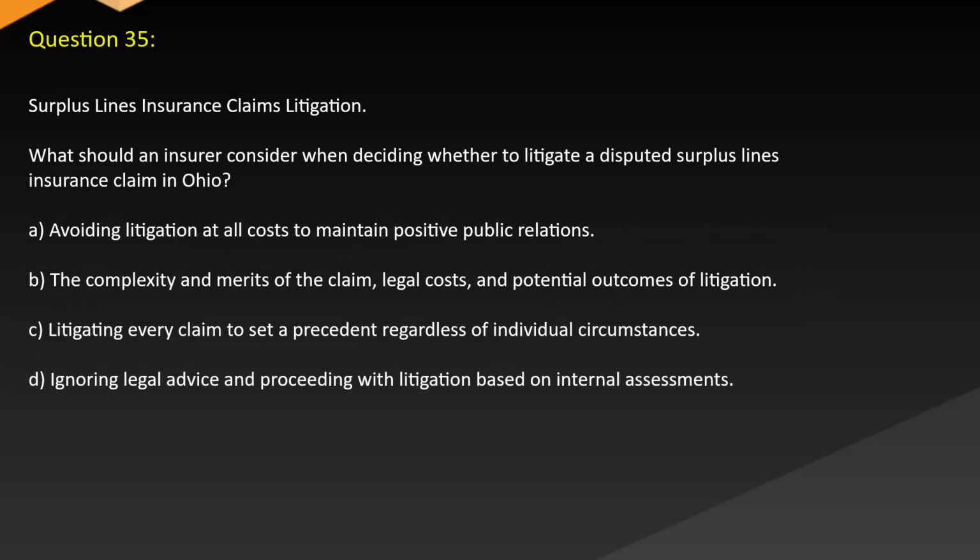Question 35. Surplus lines insurance claims litigation. What should an insurer consider when deciding whether to litigate a disputed surplus lines insurance claim in Ohio? A. Avoiding litigation at all costs to maintain positive public relations. B. The complexity and merits of the claim, legal costs and potential outcomes of litigation. C. Litigating every claim to set a precedent regardless of individual circumstances. D. Ignoring legal advice and proceeding with litigation based on internal assessments.